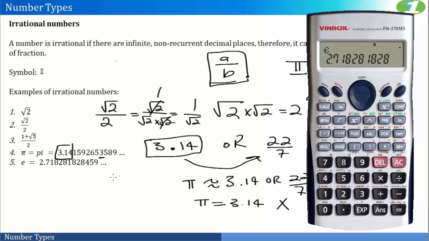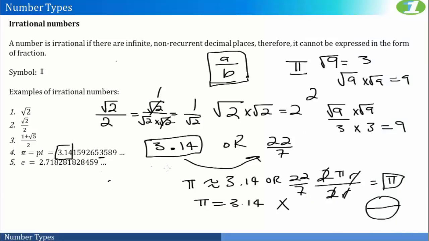So you understand now what irrational numbers are. Numbers that pretty much have no set pattern in terms of the decimal representation of the number, and hence cannot be written as a fraction.